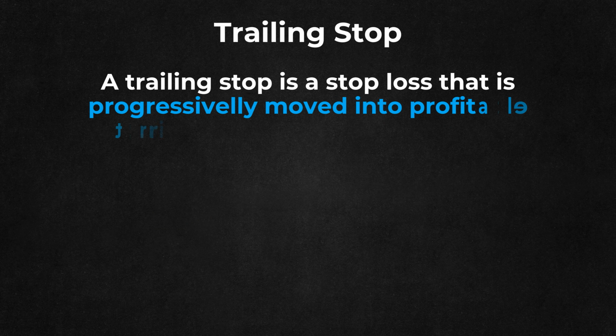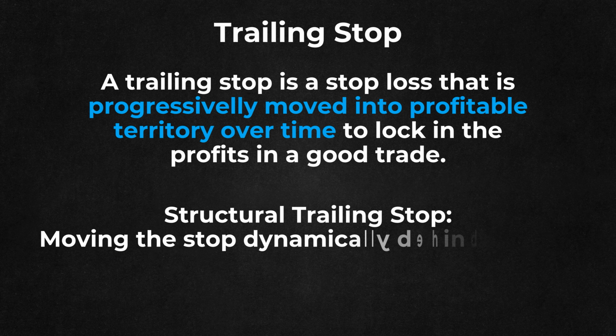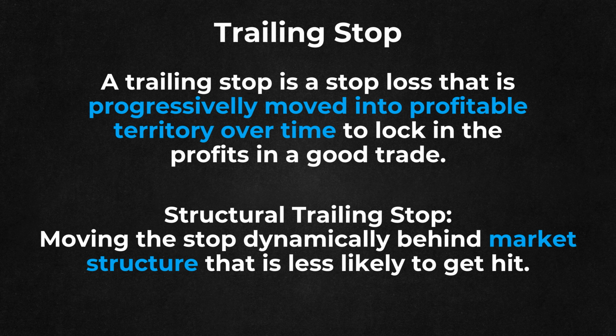A trailing stop is a stop-loss that is progressively moved into profitable territory over time to lock in the profits in a good trade. The trader must be careful to move the stop strategically to avoid being stopped out prematurely. There are many types of trailing stops, but the one that makes the most sense is the structural trailing stop, where the trader moves the stop dynamically behind market structure that is less likely to get hit.